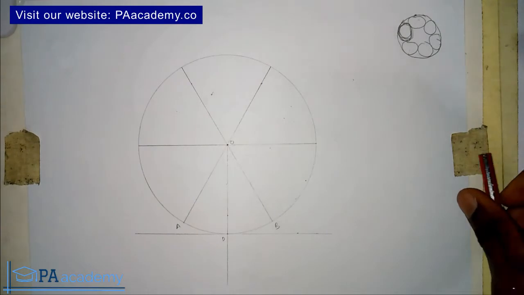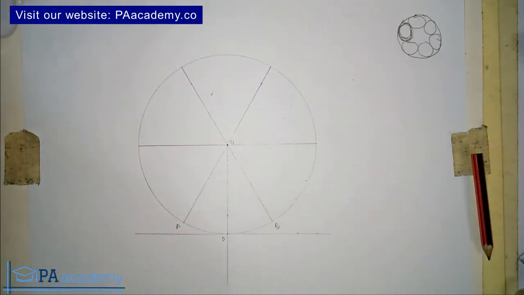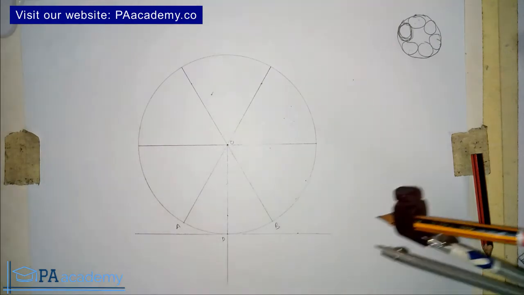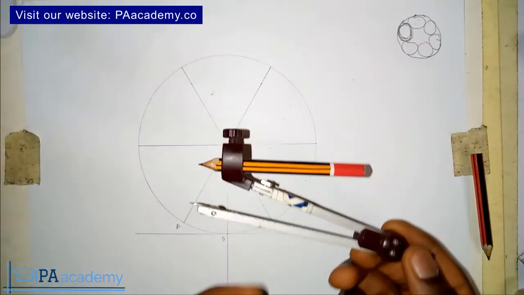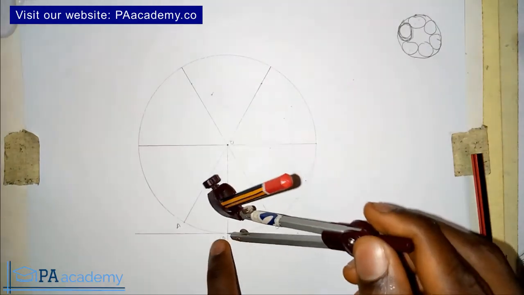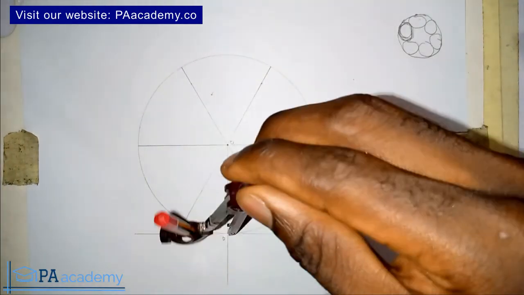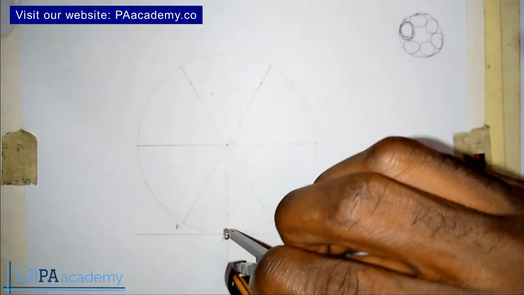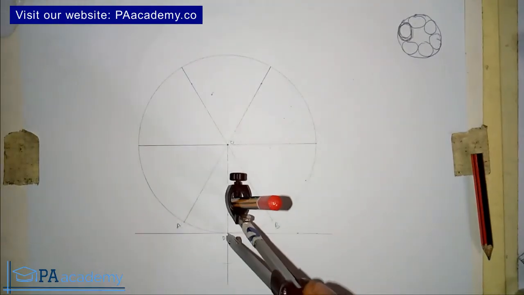So I already have a perpendicular line to line OD. If you want to use your compass instead of your protractor, let me tell you what you have to do. Once you place it at a convenient length, you place your compass on point D. Then you draw an arc on this line OD. You draw another arc at the top.